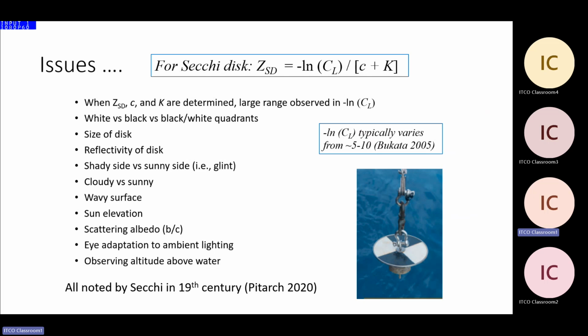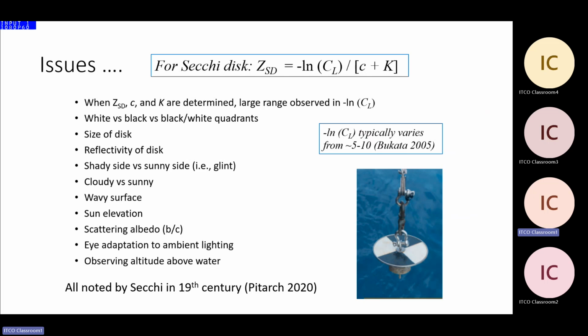Sun elevation again, and it's unclear exactly what the mechanism is for why sun elevation affects the Secchi disk, but I think it has a lot to do with reflectivity of the disk. Scattering albedo of the water itself, your eye adaptation, which really goes into that range of limiting contrasts that's observed, and the altitude above the water, as I mentioned.